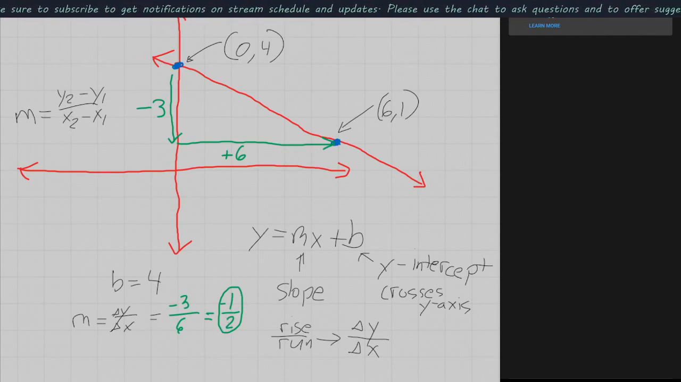So negative 1 half. We got our m, we got our b, we can plug in now what we know. So our equation for the line is going to be y equals negative 1 half x plus 4.